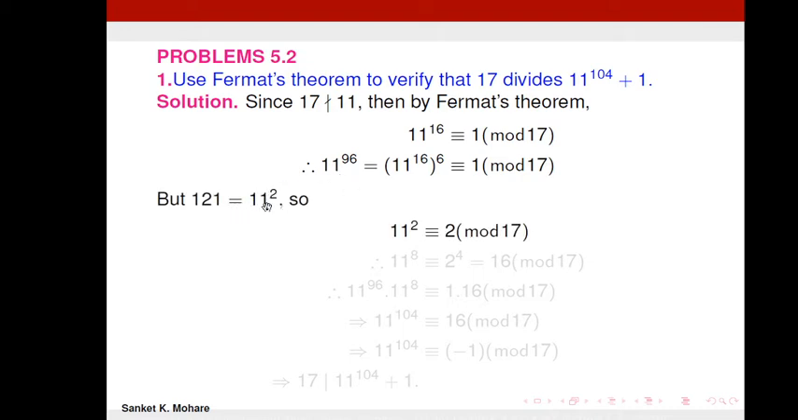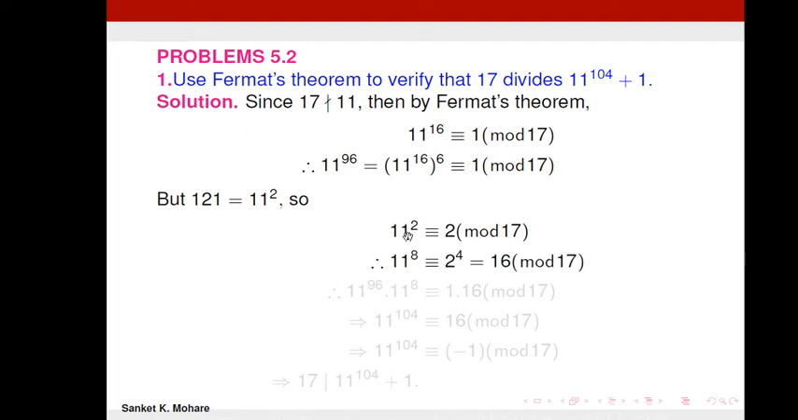Now 11 square is equal to 121. So therefore 11 square, which is equal to 121, is congruent to 2 modulo 17. Why? Because the difference 121 minus 2 is equal to 119, and 17 divides 119, that is 17 sevens are 119. So that's why 11 square is congruent to 2 modulo 17.